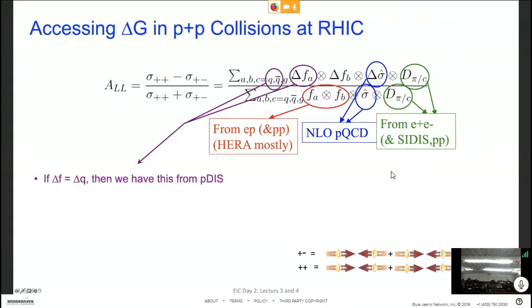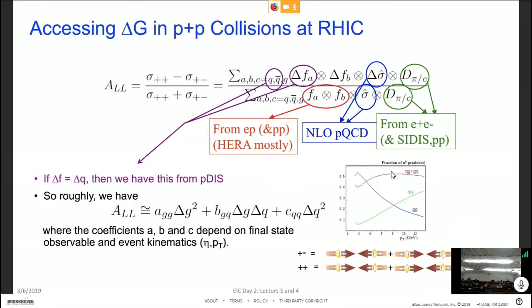And what you need is the polarized spin structure functions of the target and the probe, that's the beam and the probe, two protons; the cross-section that comes from next-to-leading order perturbative QCD; and whatever we are measuring in the final state, we have to know the pi plus, pi minus fragmentation. That comes from either e+ e- or SIDIS. And then we can start seeing what the distributions look like.